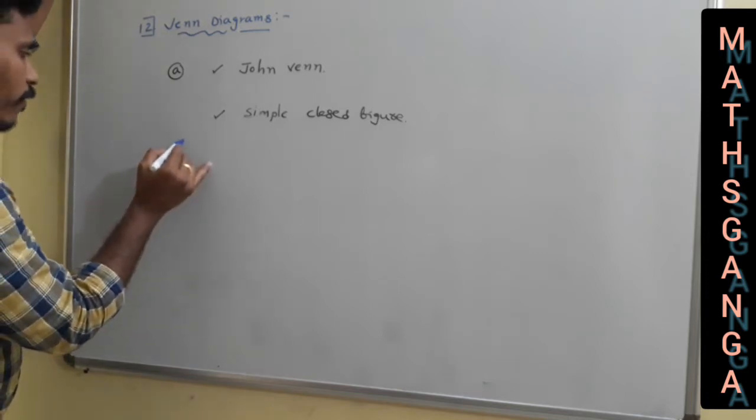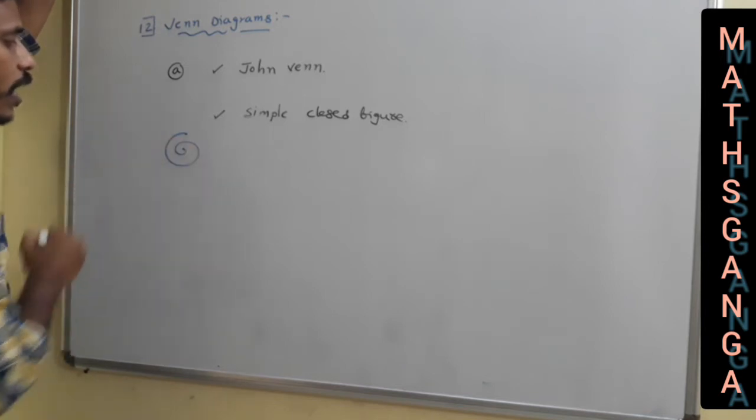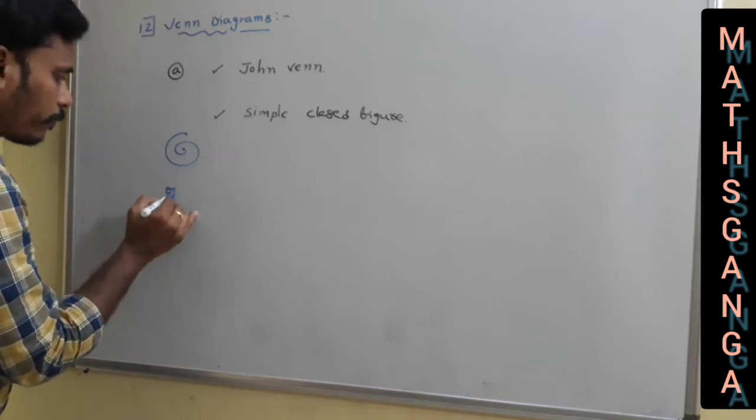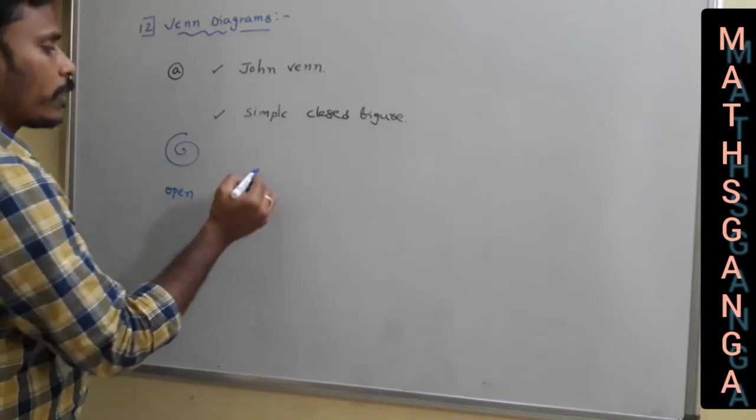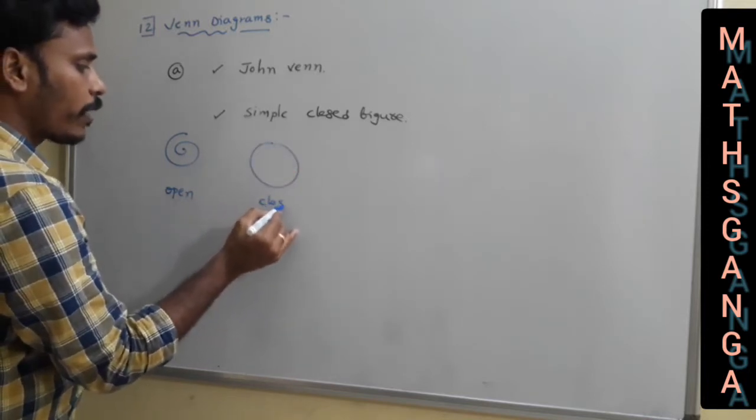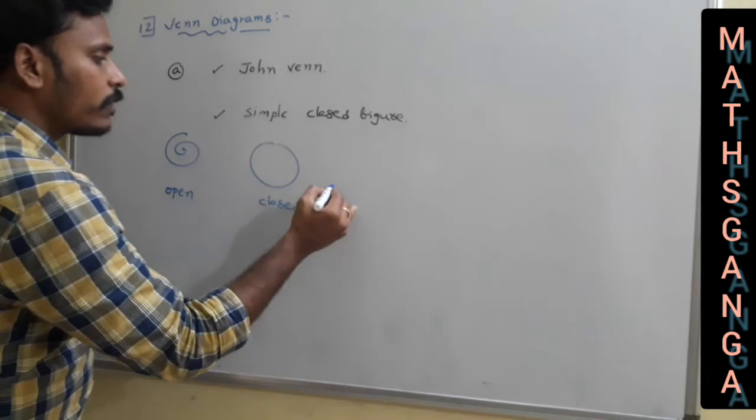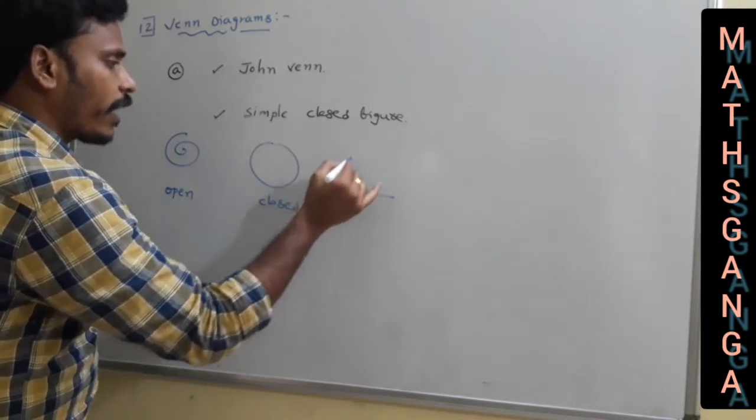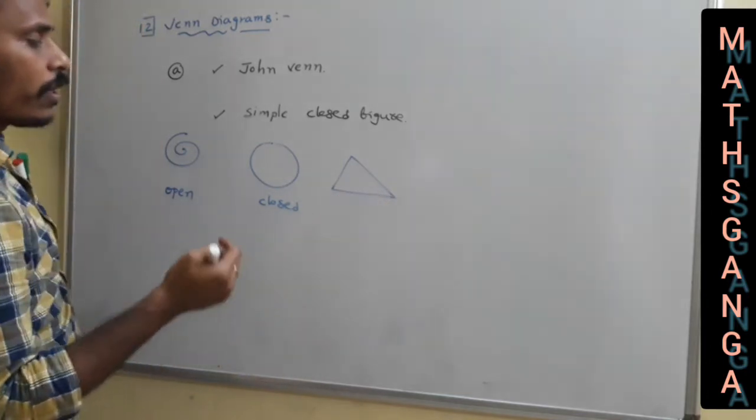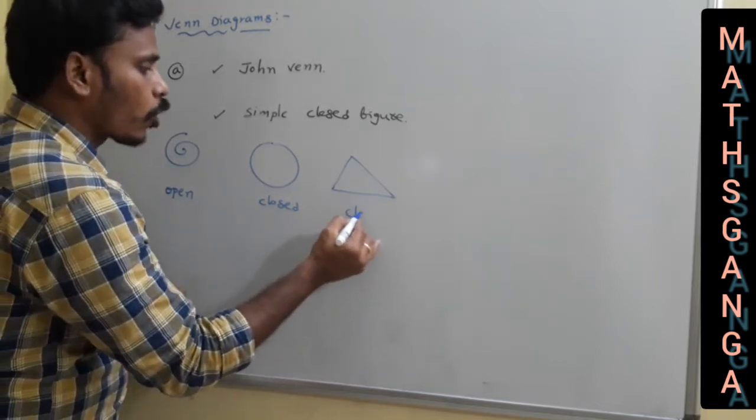For example, if I have a figure like this, here this is the starting point and this is the ending point, so this is called an open figure. Whereas if I have a figure like this, the starting point and ending point are the same, and this is called a closed figure. Not only this circle, if you take a triangle, this is also closed. Any figure for which the starting and ending point are the same is known as a closed figure.